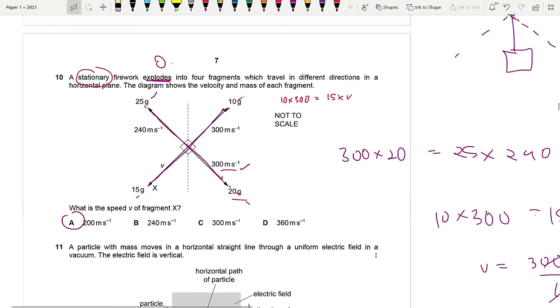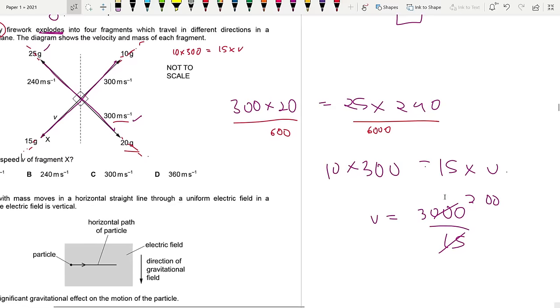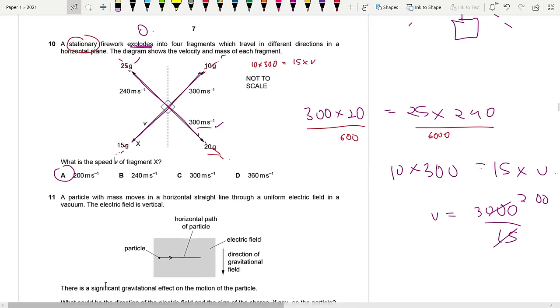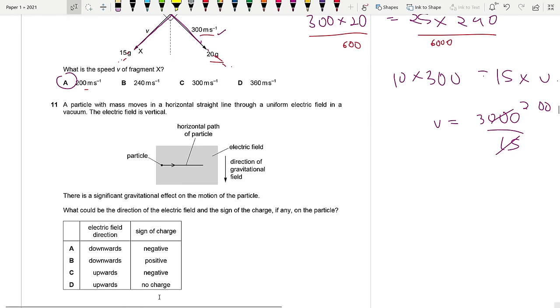300 into 20 is actually equal to 25 into 240. Just try doing it. 25 into 240 is 6,000. This is also 6,000. So basically, momentum cancelled out in this direction. So momentum must also cancel out in that direction. So 15 into V is equal to 10 into 300. If you solve it, 3,000 by 15 gives us a value of 200. Okay, so V is equal to 200. 10 is A.